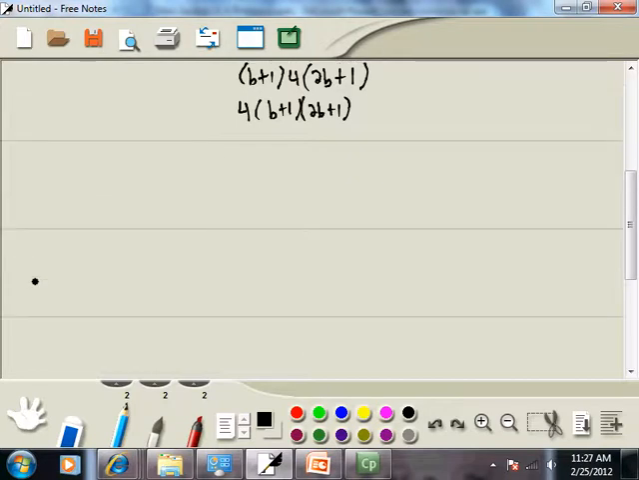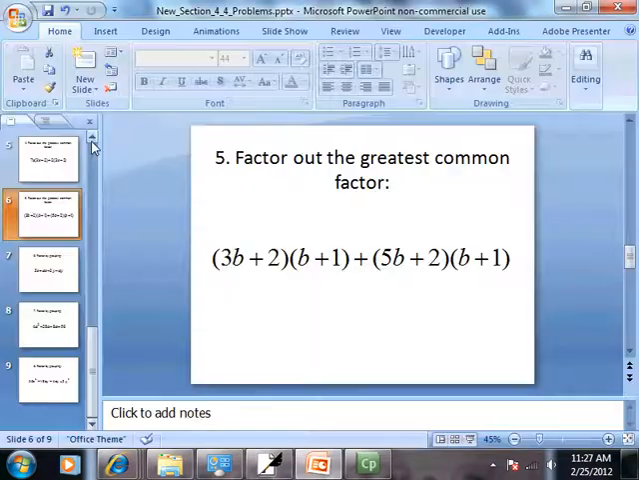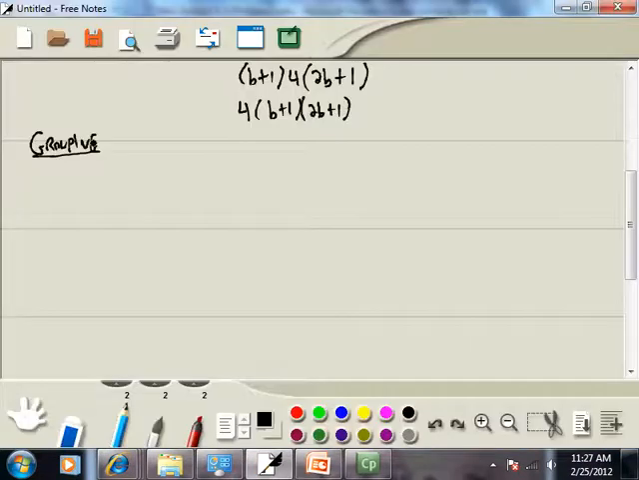Let's take a look at some grouping problems. And let's look at our sixth example here. We got 3x plus ax minus 3y minus ay.